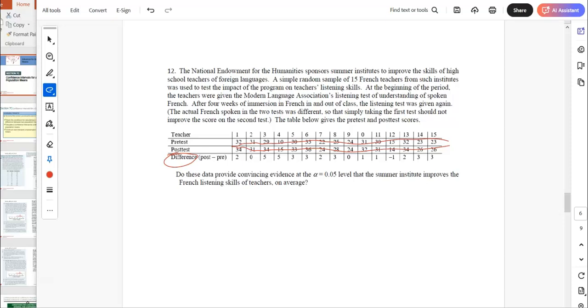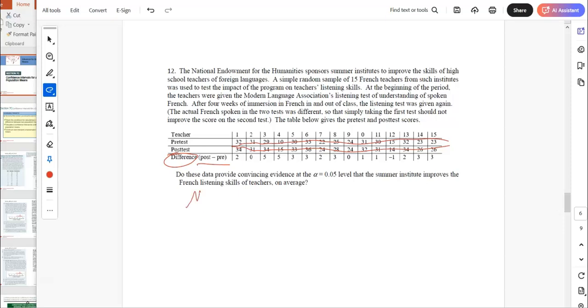Does the data provide convincing evidence at the alpha 0.05 level that the Summer Institute improves the French listening skills of teachers on average? So we're hoping for post minus pre, so we were hoping for positive numbers there. And you can see a lot of positive numbers there, so you have some evidence. Let's see what happens here.